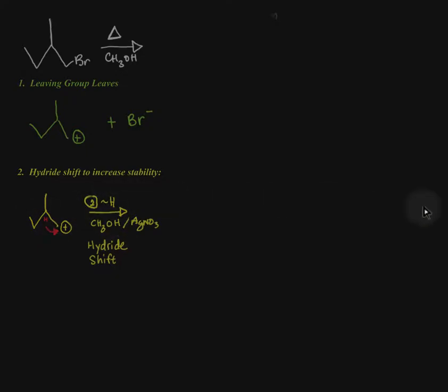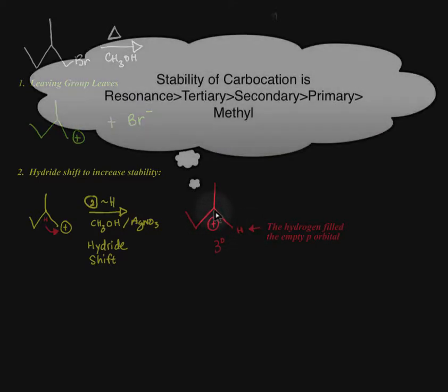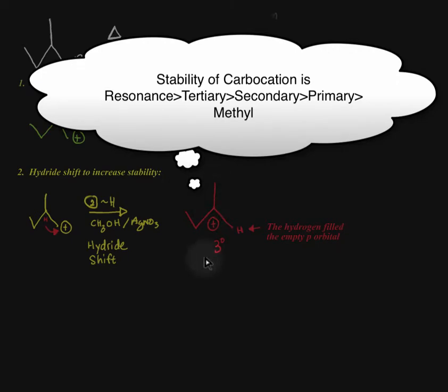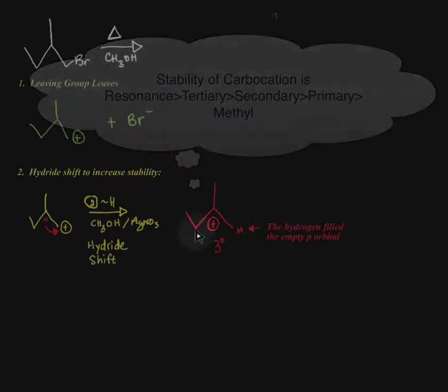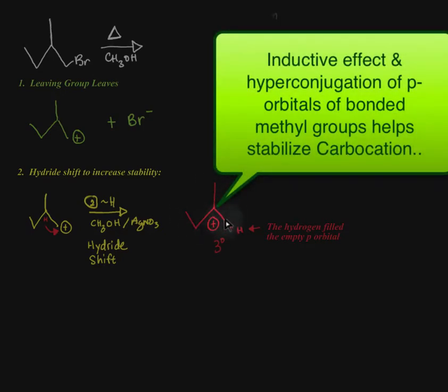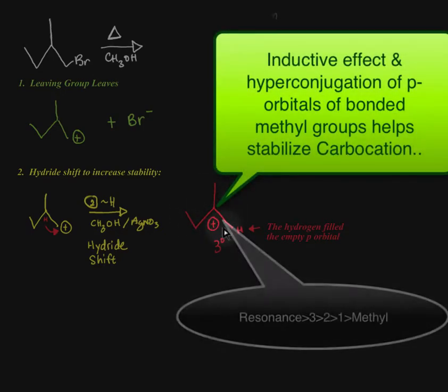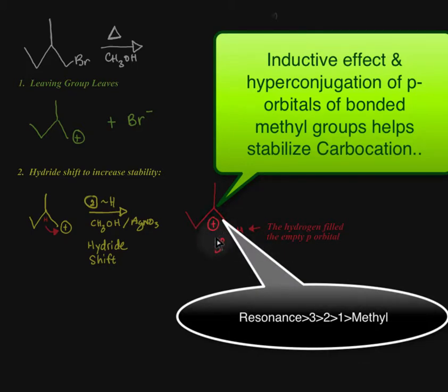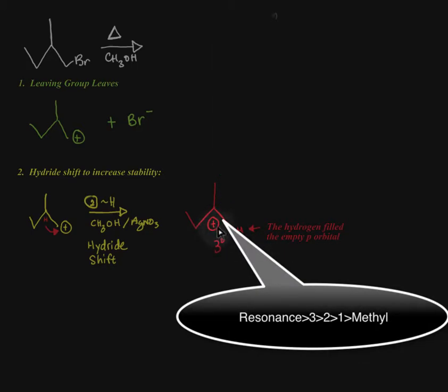And the result, when we do that hydride shift, is a tertiary carbocation, because it's bonded to 1, 2, 3 other carbons. Again, you're going to get some inductive effect to share the burden of this plus charge, and you're going to get some hyperconjugation of the methyl groups. Actually, this is an ethyl group that helps to stabilize this carbocation. So that's why it's the more stable it is. The more carbons attached to this cation, the more stable it is. Resonance is more stable than all of them.